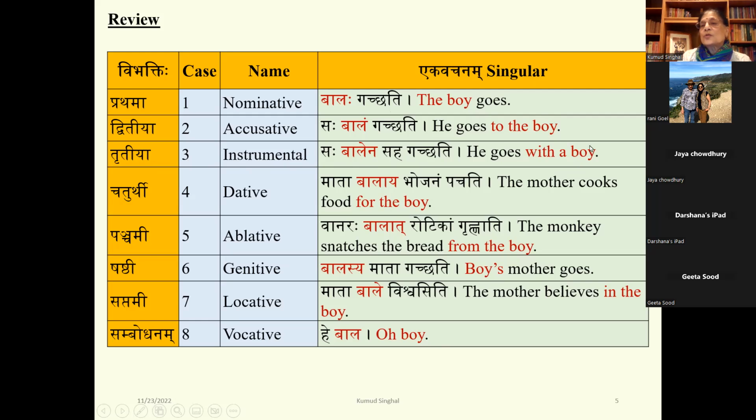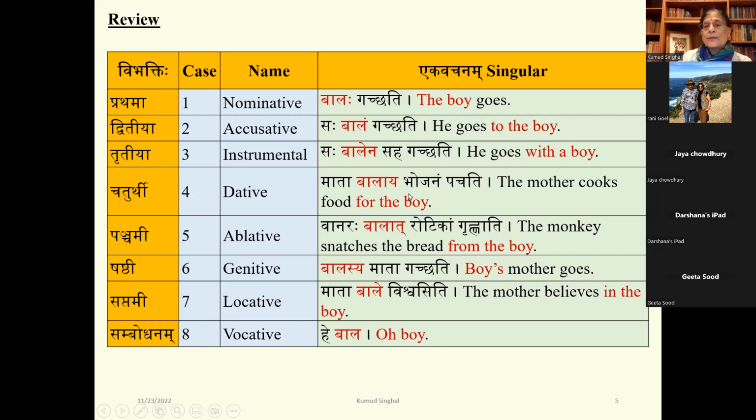It could also be two boys or many boys, right? So here I'm just giving examples for the ekavachanam singular case. So Balena is an instrumental form in ekavachanam. The mother cooks food for the boy. So the mother cooks is Mata bhojanam pachati. Pach dhatu means to cook.